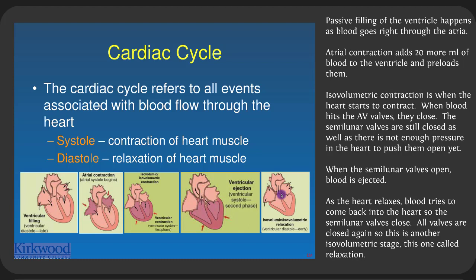Iso means same. Isovolumetric means the amount of volume of blood in the heart is not changing, it's staying the same, and that basically indicates that all the valves are closed. We have an isovolumetric contraction before the aortic and pulmonary semilunar valves open, and then we have another isovolumetric stage when they close and all the valves are closed again.